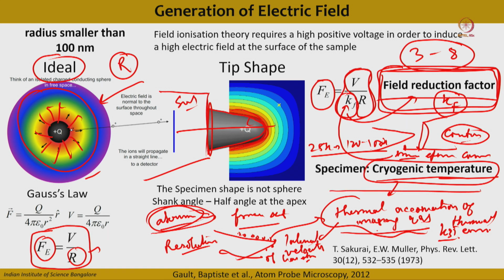Then we discussed the cryogenic temperature. What is the need for cryogenic temperature? It decreases the thermal energy of the gaseous atoms, so it is directly related to the thermal accommodation of the imaging gas on the tip surface. It reduces the lateral velocity of the gaseous atoms, which directly controls the resolution. We will talk again about this lateral velocity of the gaseous atoms when I discuss the resolution during field ion microscopy.